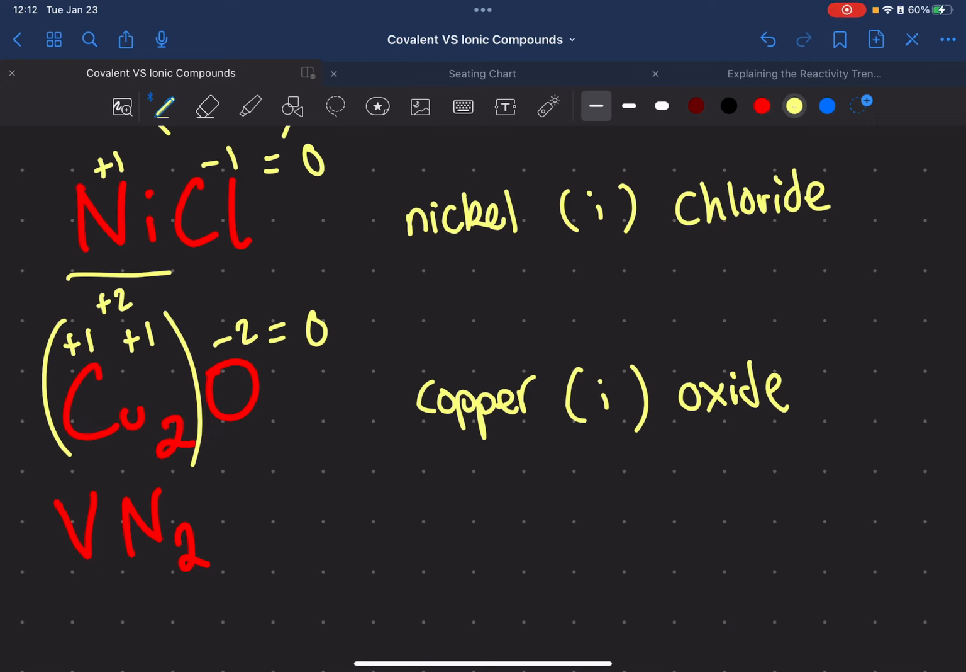So this is copper 1 oxide. Remember, this Roman numeral tells us the charge on one of the ions, not both of them together, the charge on one of the metal ions, right? So my copper ion has a charge of +1.